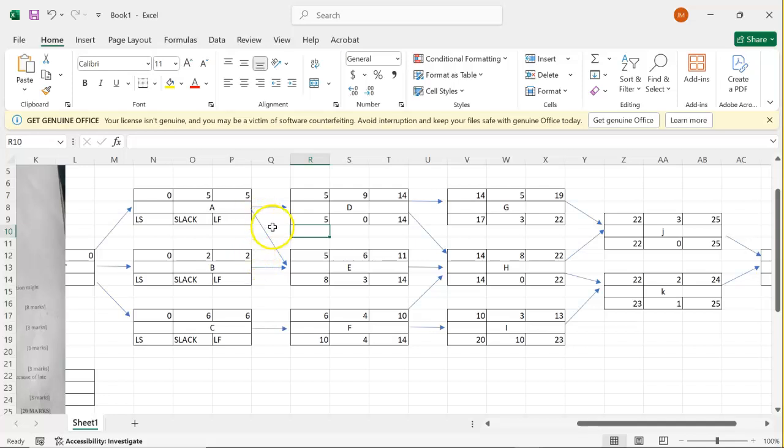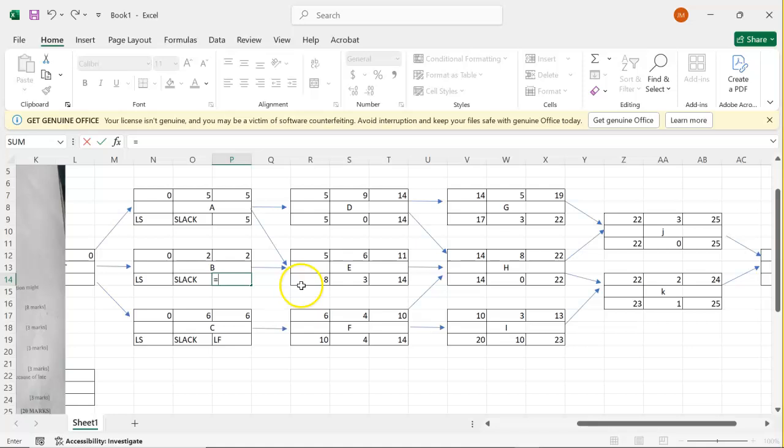Then we come here. This one was coming from A, from D and E. So the lowest number there is 5. So we have 5 there. B was just coming from E, so we have 8 there. Also C is just coming from that one, so we have 10 there.